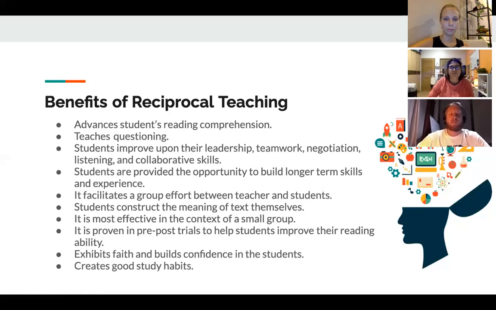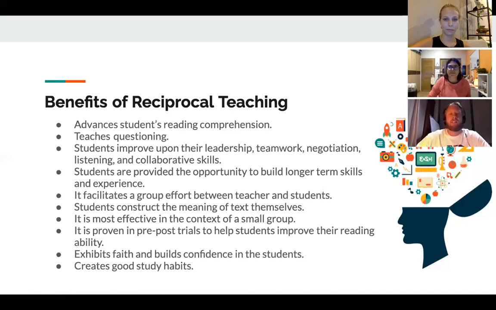It is most effective in the context of a small group. The fewer people you have, we believe the minimum is 4 that you should have, the better it's going to go for everyone. Reciprocal teaching is proven in pre-post trials to help students improve their reading abilities.